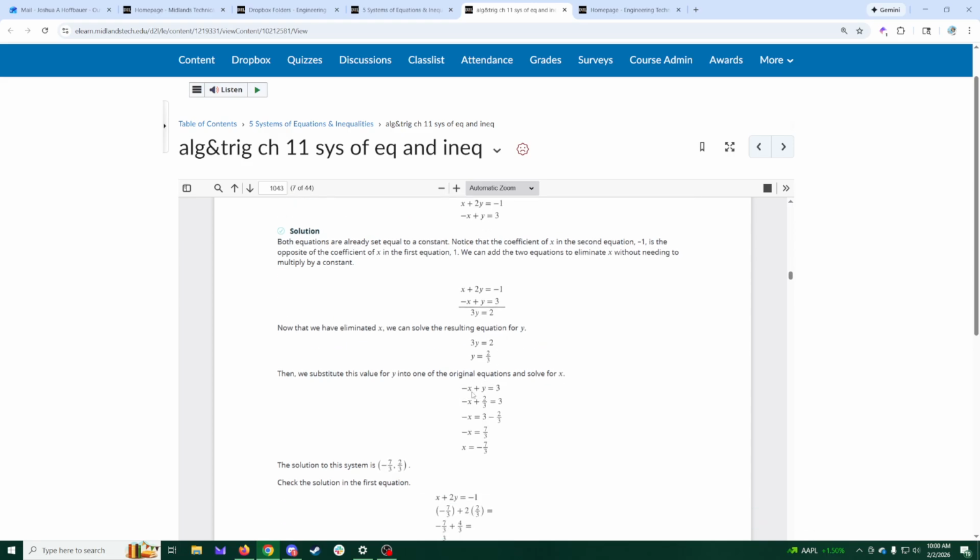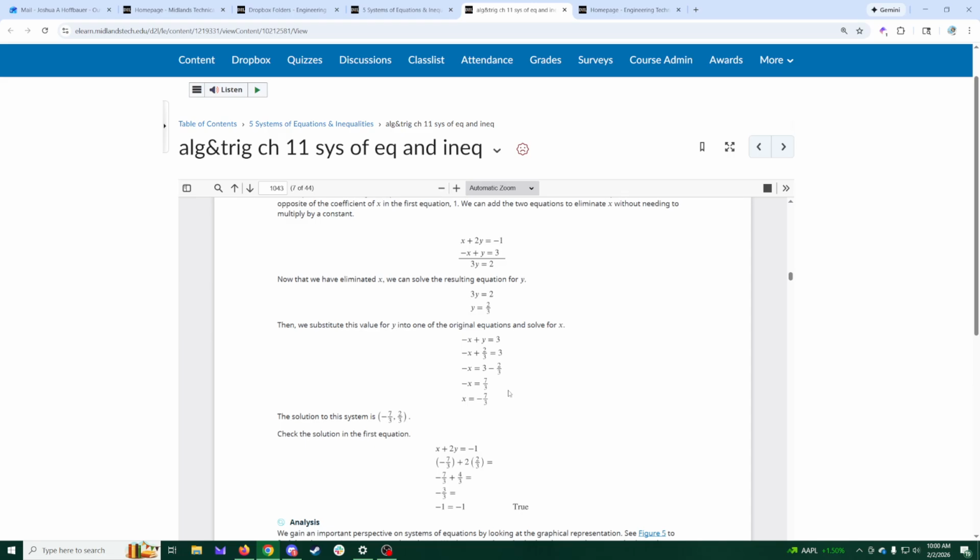And so negative x plus y equals 3. If y equals 2/3, x would have to be negative 7/3 for that equation to be true. And therefore, the solution to this system of equations is x equals negative 7/3 and y equals 2/3. And you can check your work by plugging those into each equation or by graphing the two lines to see where they cross.